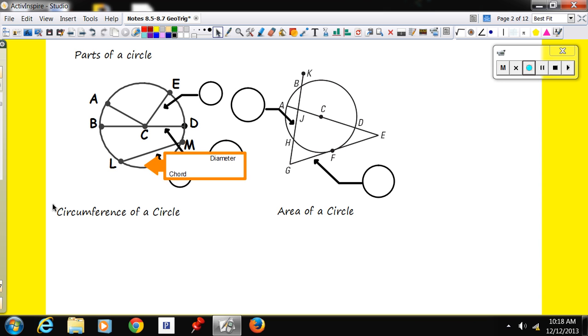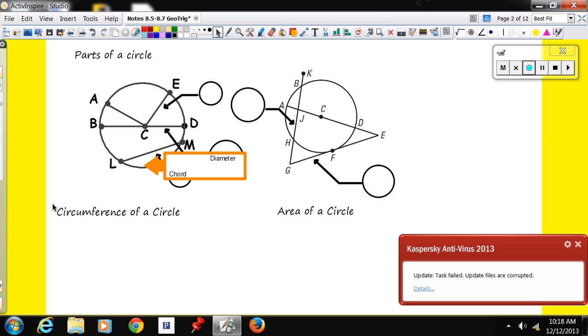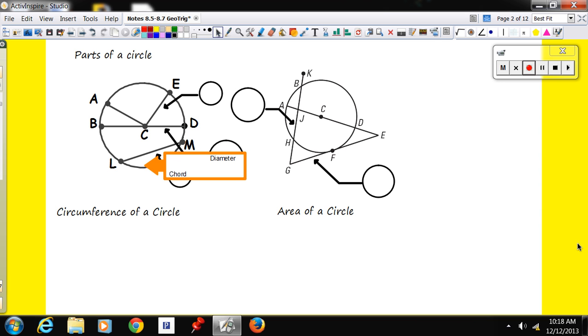Now notice the chord and the diameter are both in the same box there. Actually, both of those lines are chords. The diameter just happens to go through the center. But LM is a chord because it's ending on the circle, and BD is a chord because it's ending on the circle. But the chord that goes through the center is called the diameter.